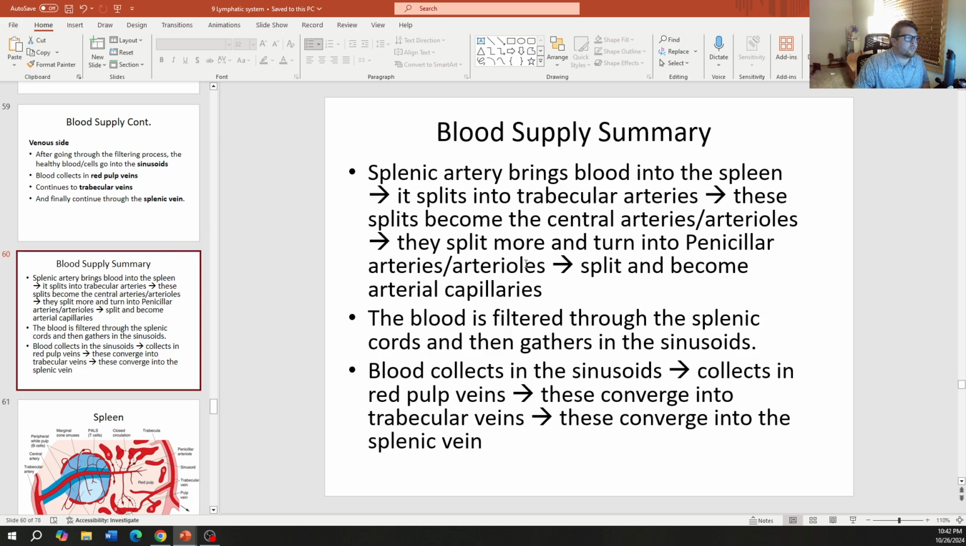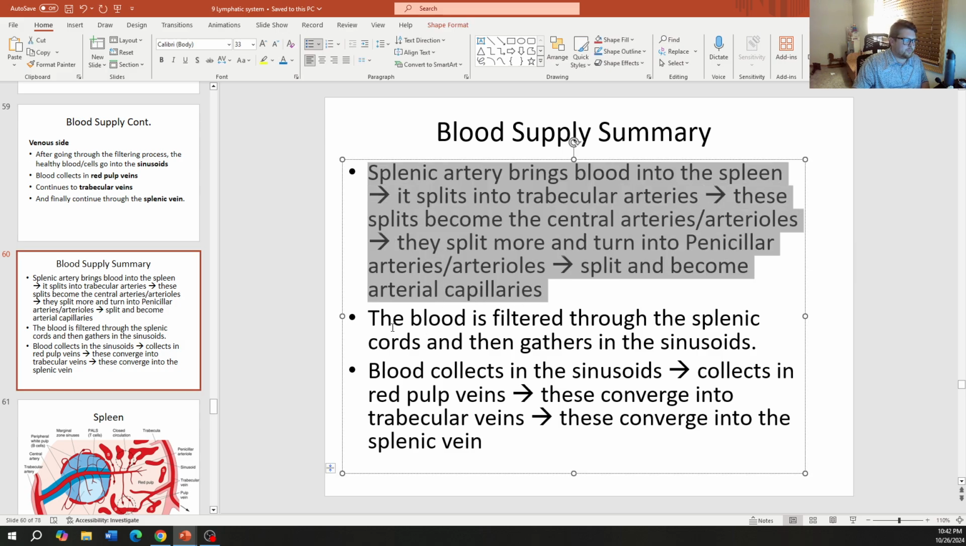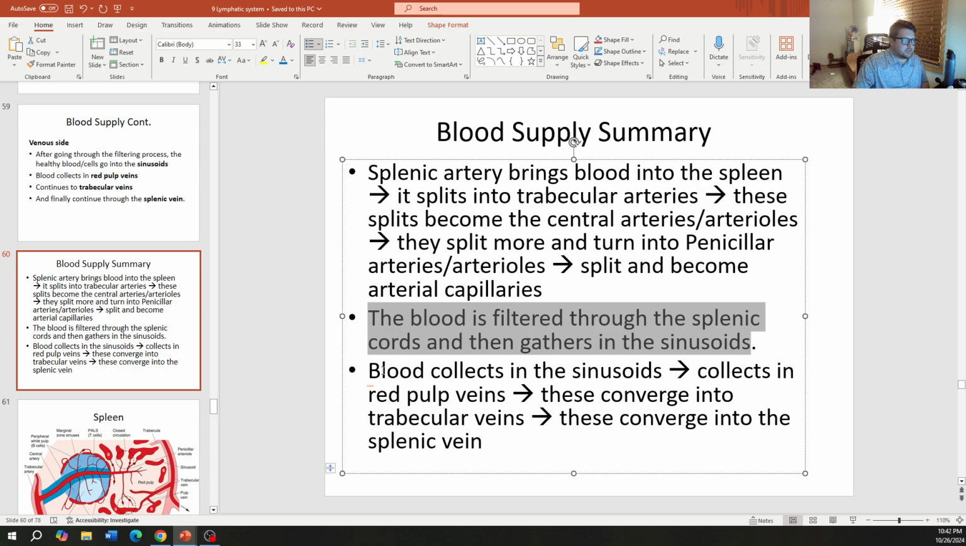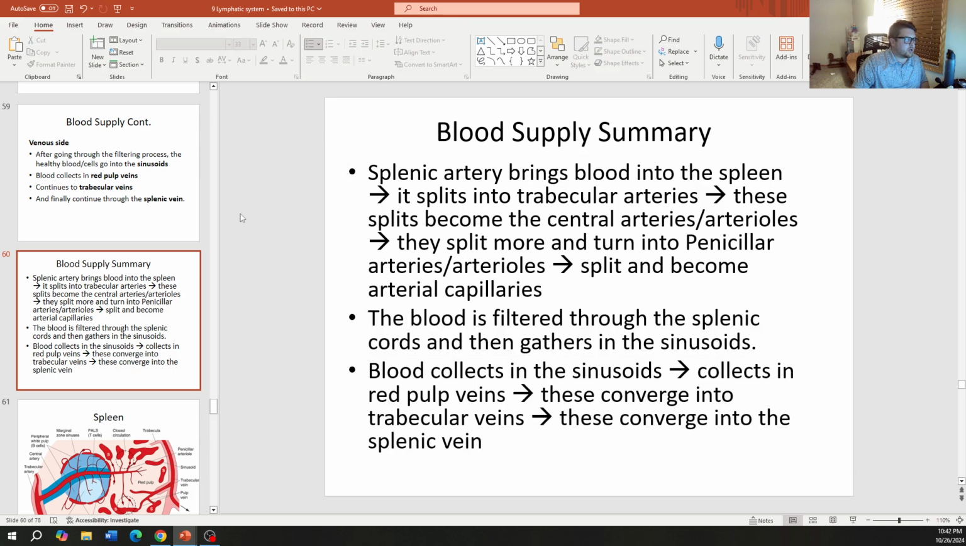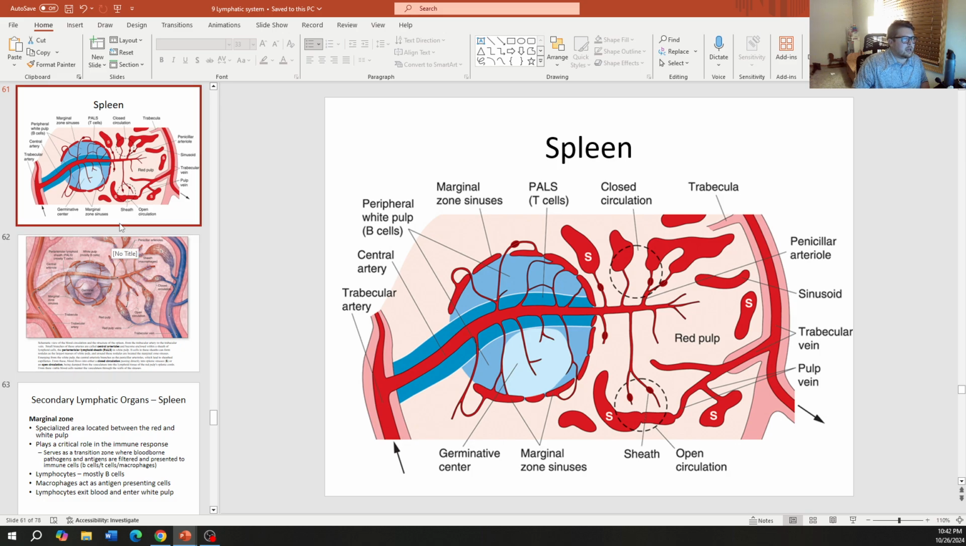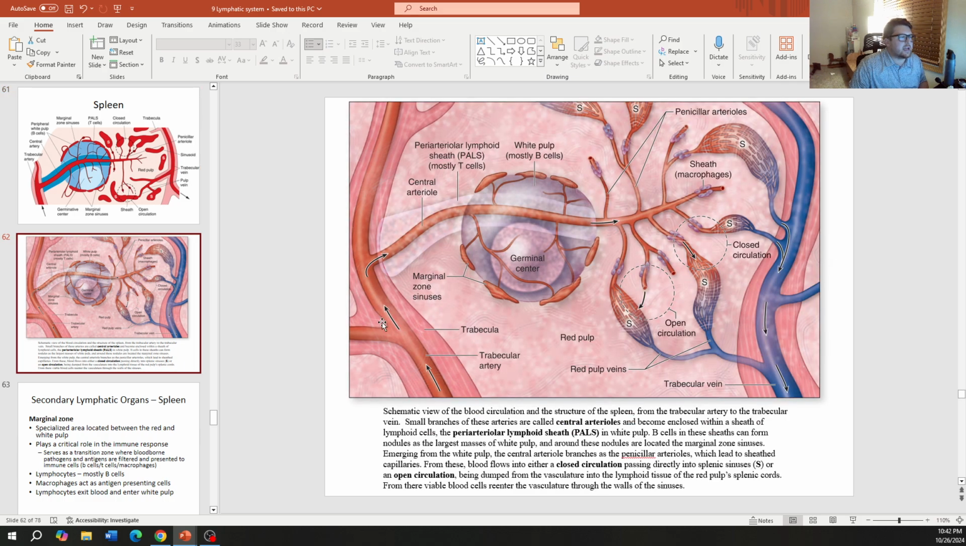Here is the overall summary of everything. This is the arterial side, the sinusoids, and then the venous side of things, all broken down. And then just a couple of pictures. It helps to trace this path. Take a minute, draw on this specific picture, and trace the path of the blood, how it goes through and what's happening to it. Specifically, there's closed circulation here, open circulation happening here.